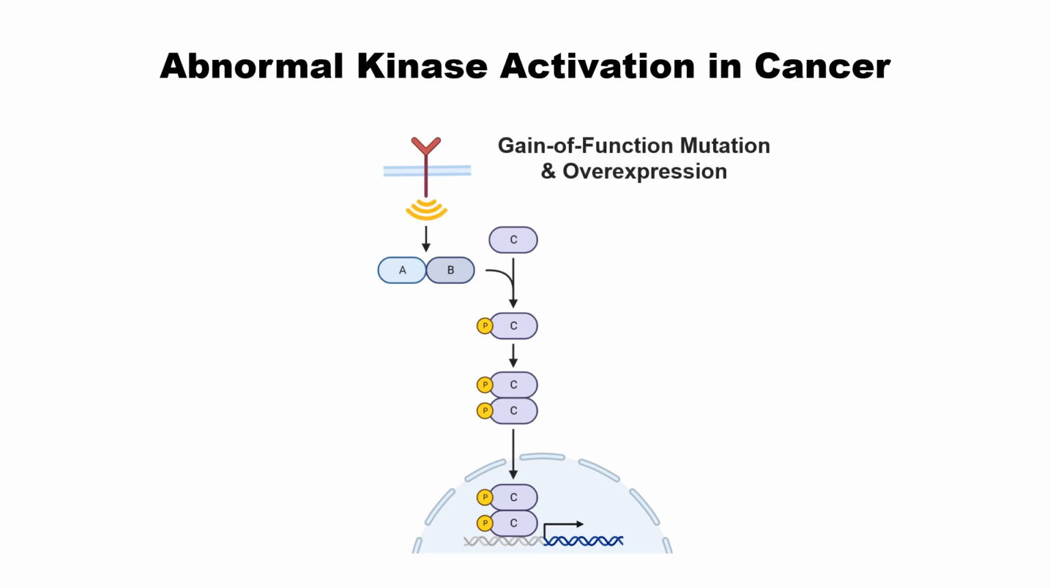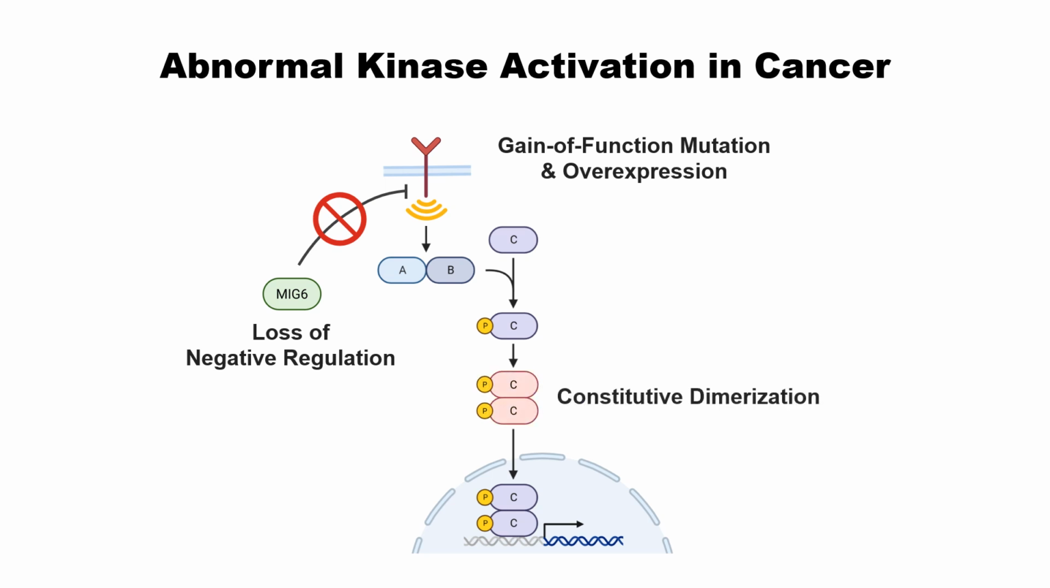But in cancers, somehow, maybe by mutation, the receptor is always active, or the copy number of the receptor is increased by overexpression. Sometimes the negative regulation is blocked. That's why the whole signaling is activated all the time, and it can generate those signals of overexpression constitutively.